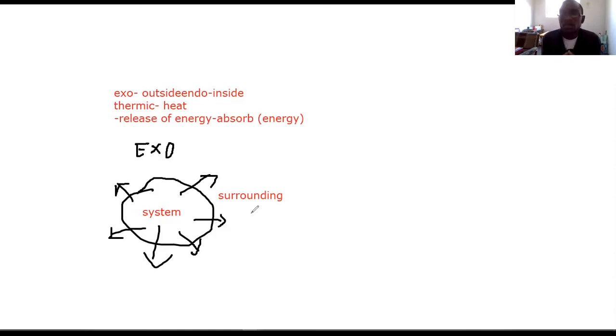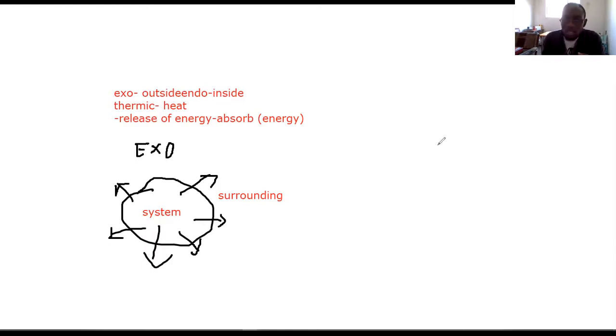The moment you set up a brazier and it's a cold season, you begin to warm yourself using that brazier. The brazier becomes the system, and it's giving out the heat, and you as a surrounding begin to feel the warmth. So that is an example of an exothermic reaction.